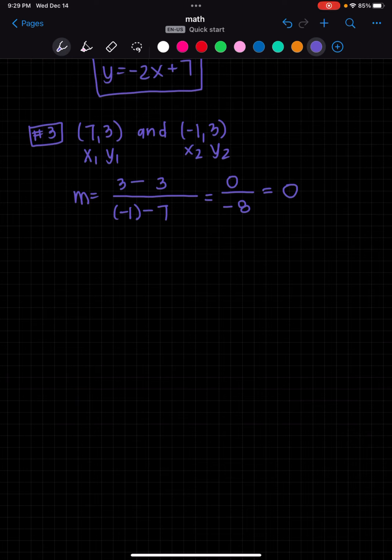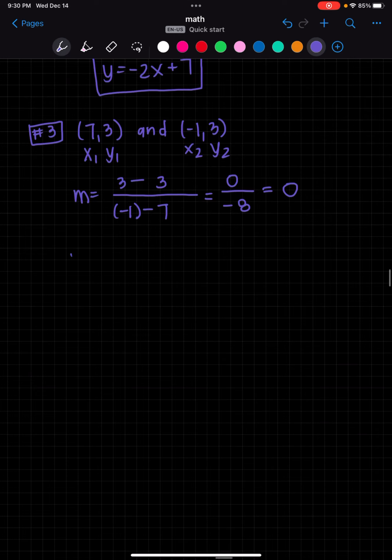This is kind of a special case. Because I got 0, I can still use the point slope form, but what's going to happen is I'm going to end up with just y equals some number. I'm going to show you with the point slope form, but just be aware, if your slope is 0, you're going to end up with y equals just a number without an x or anything like that. So we're going to use the point slope form though, which is y minus y1 equals m times x minus x1. And we're going to replace everything we know.